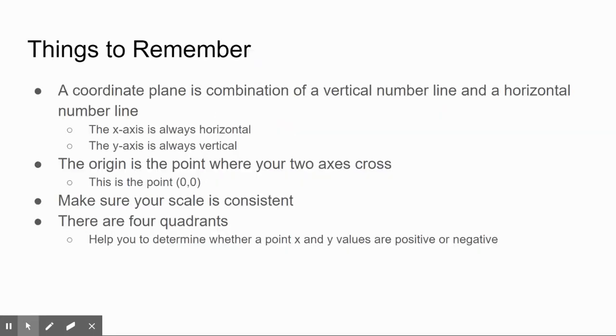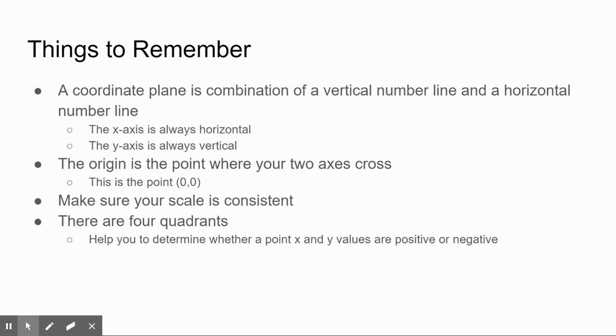So, things to remember. A coordinate plane is a combination of a vertical number line and a horizontal number line. The x-axis is always going to be horizontal, the y-axis is always going to be vertical, and the point where those two axes cross is going to be called the origin. Again, this is (0, 0) in terms of a coordinate point, in terms of an ordered pair. We haven't talked about those yet, and that's okay.